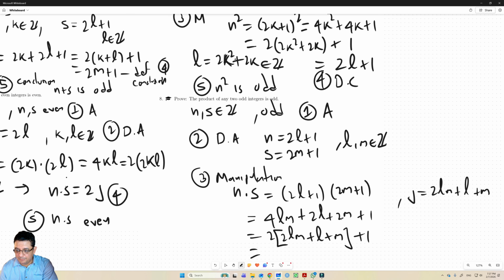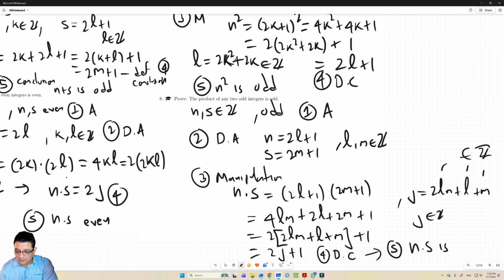And now, because l and m are integers, I can say, let's call j equals 2lm plus l plus m. Notice that this is an integer, this is an integer, this is an integer. So the entire thing, j, is going to be an integer, and this can be seen as the form 2j plus 1. And so this is our step number 4, the definition of the conclusion. We got that it is an odd number. And so the conclusion, step number 5, is n times s is odd. Okay, so with this, we prove that the product of two integers that are odd is going to be odd as well. Let's continue with more exercises in part 2.